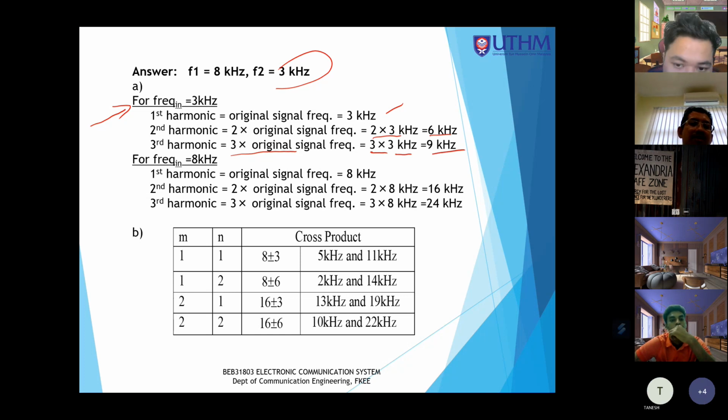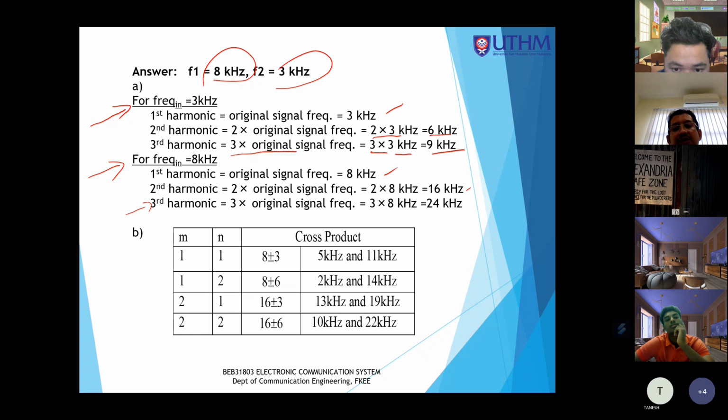Okay. And what about the second input? The second input frequency also has the harmonic. So the first harmonic is the fundamental frequency, 8 kilohertz. The second order harmonic located at 2 times the fundamental frequency. So 2 times 8, we get 16 kilohertz. And then the third order harmonic located at 3 times the original frequency. So we get 3 times 8, which is 24 kilohertz.